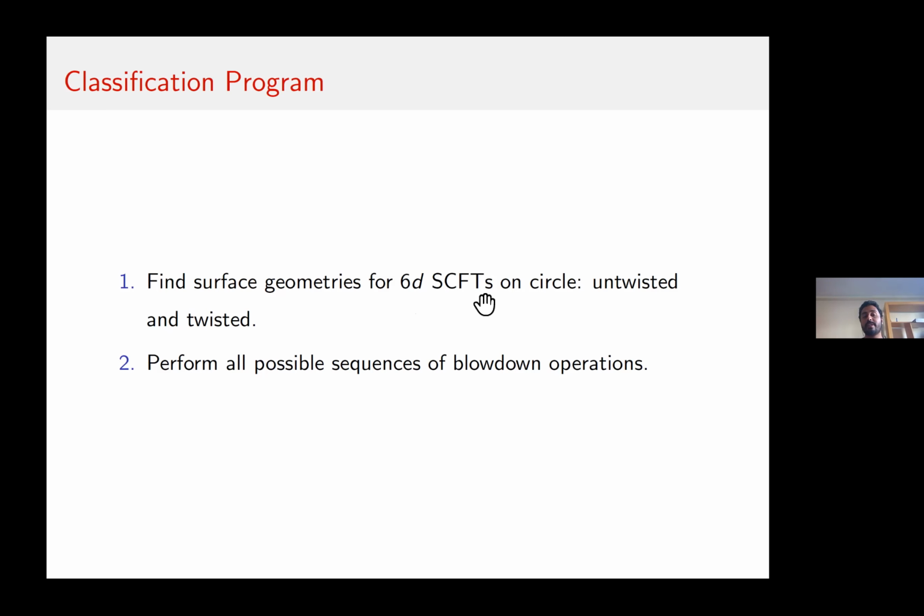So we want to first find out surface geometry for both of these kinds of compactifications. And then the second step is to start from the surface geometries and perform all possible sequences of blowdown operations. And this leads to some new surface geometries. And then you declare that, okay, these surface geometries are actually surface geometries corresponding to 5D SCFTs. And you can recover various data about it.